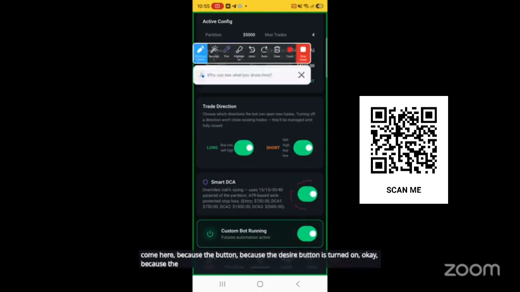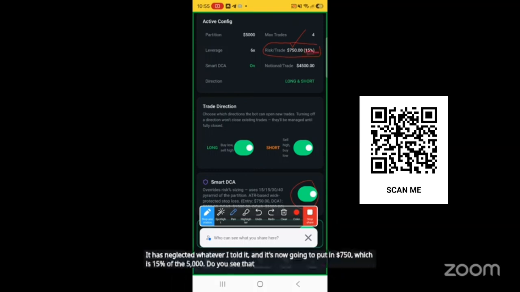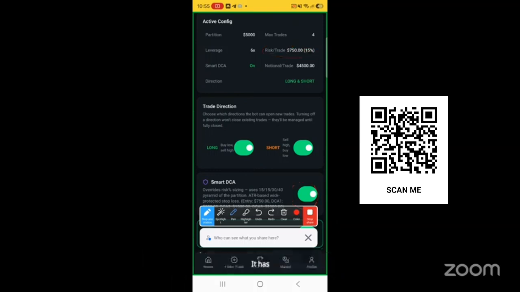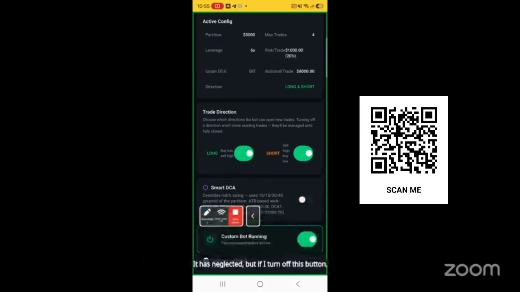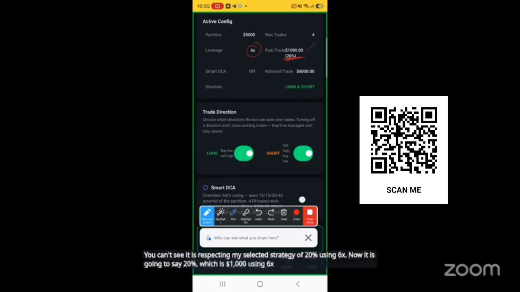I want you to look at this. It has neglected whatever I told it, and it's now going to put in $750, which is 15% of the 5,000. You see that? It has neglected. But if I turn off this button, you can see it is respecting my selected strategy of 20% using 6x. Now it is going to say 20%, which is $1,000 using 6x leverage on every trade.